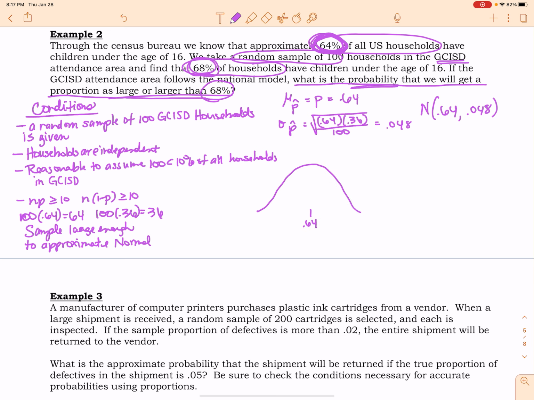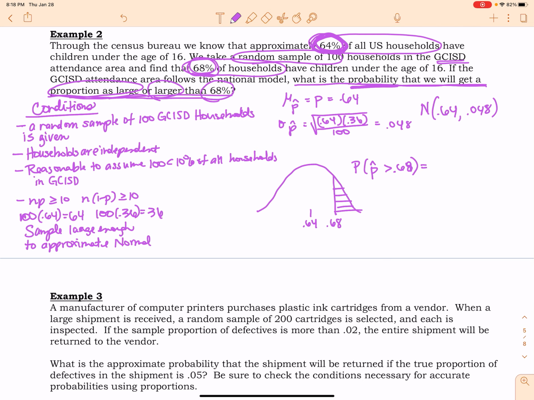So 0.64 is in the center here. 0.68 is right here. I want to know the probability we will get a proportion as large or larger. So I'm going to shade to the right, and I'm looking for the probability that p hat is greater than 0.68. If you wanted to, you could go into Statplet, you could use your calculator, or you can find your z-score and look it up on the chart. All of these are acceptable.